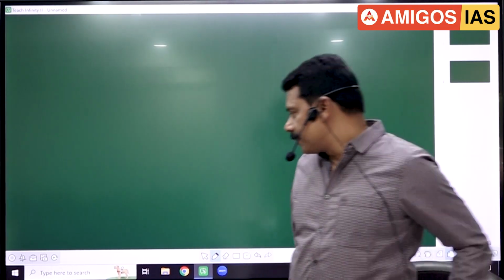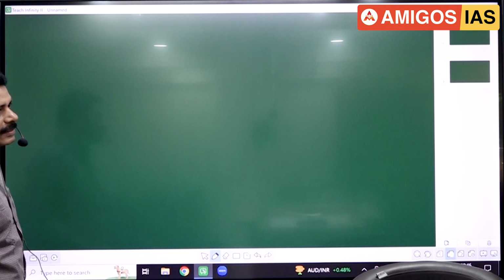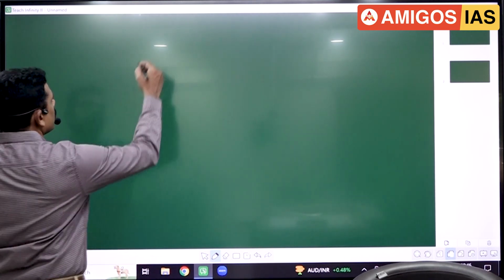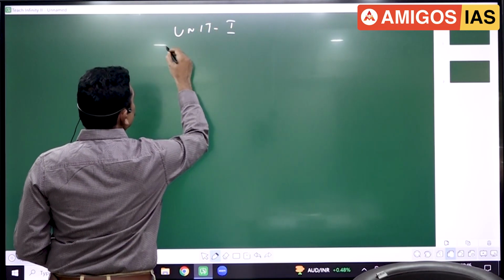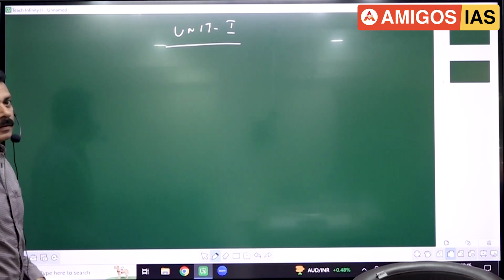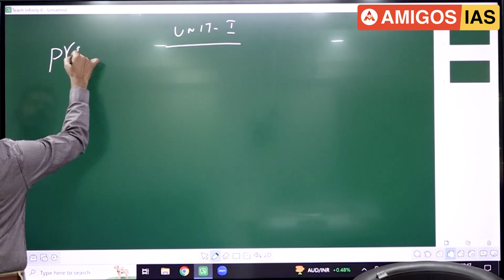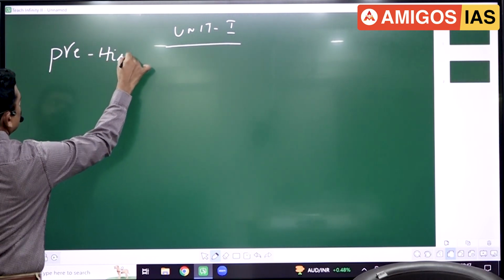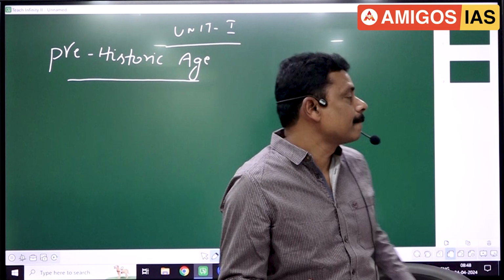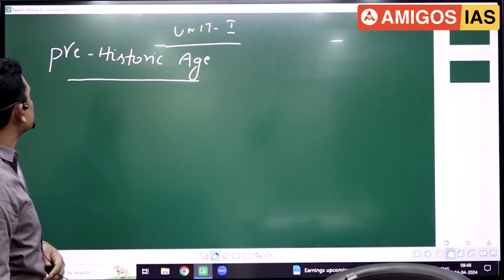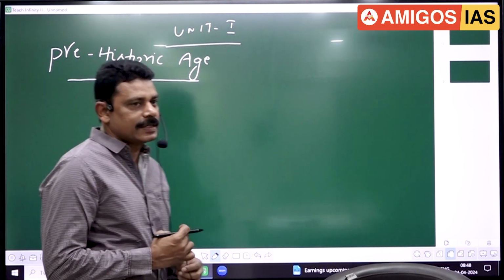Coming to the first topic in our syllabus. We have 5 units altogether. Unit 1. The first topic in this Unit 1 is prehistoric age. It has been divided into various stages, in fact.